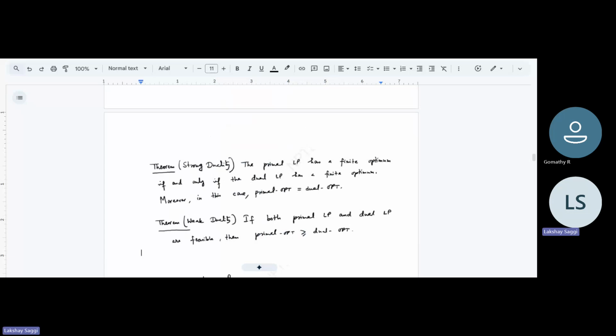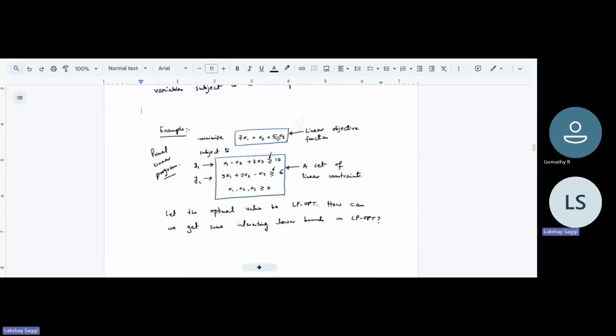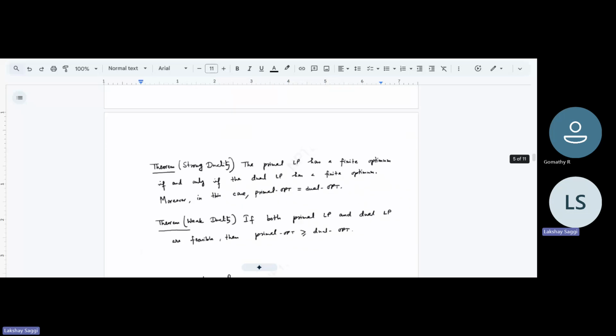So the primal LP has a finite optimum if and only if the dual LP has a finite optimum, and the optimal solutions, primal opt and dual opt, are also equal. So what we were talking about right now was trying to obtain a lower bound for the primal LP using the dual LP, but it turns out it's not just a lower bound on the solution of the primal LP. It's actually the exact solution. If you solve the dual LP, you will obtain the exact solution to the primal LP as well, assuming that the LP is feasible and has a finite solution.